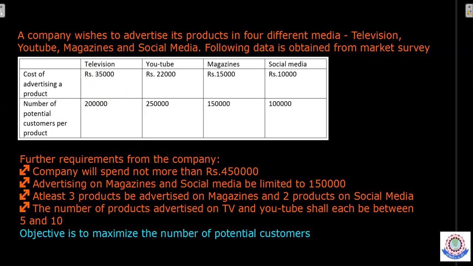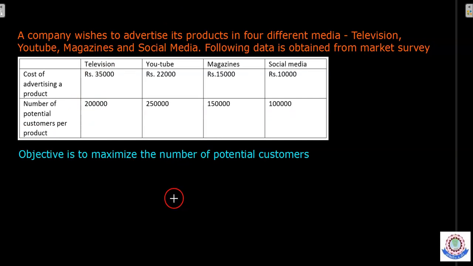What it actually means is we need to increase these numbers. If a particular product is advertised in a particular media, the reach is this much. If the number of products is increased in a particular media, then the reach will also increase in that media. For one product, the reach is given here. If it is 2 lakhs for one product, then for 2 products the reach will be 4 lakhs. For 3 products, the reach will be 6 lakhs. So, per product, the reach is given there. What we want is to maximize the number of potential customers.